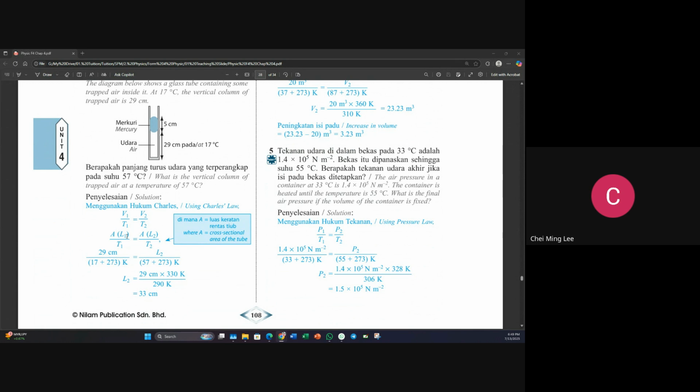So we just use A L1 over T1 equals A L2 over T2, where A is the cross-sectional area. Then A and A can both be simplified. So 29 over 17 plus 273, remember it's in Kelvin, equals L2 over 57 plus 273. Move this here, you will get L2 is 33 cm. Did you do it correctly? Good.